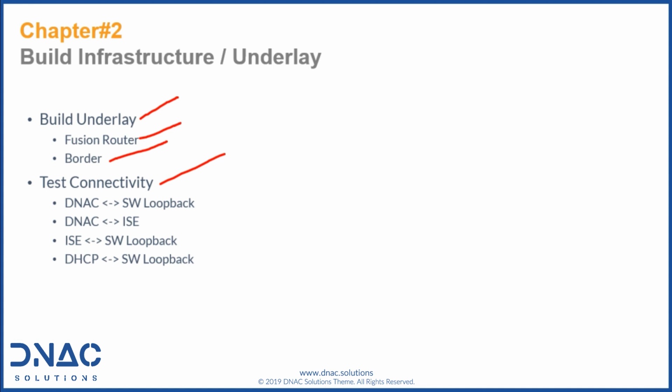And of course, we need to provide connectivity between DNA Center and the switch loopback address, between DNA Center and Cisco ISE, between Cisco ISE and the switch loopback address, and between the DHCP server and the switch loopback address. Once we reach a point of full connectivity, this means we are ready for building the fabric. Okay, let's start with the first step of building the underlay.